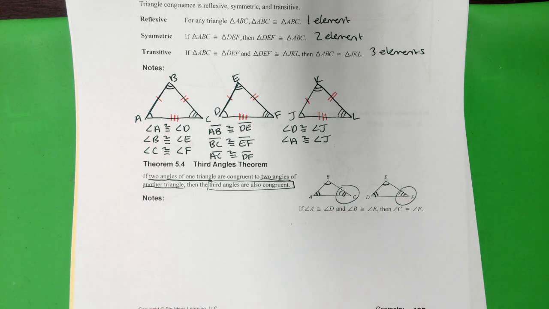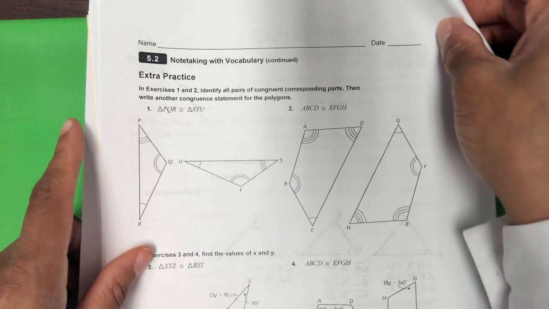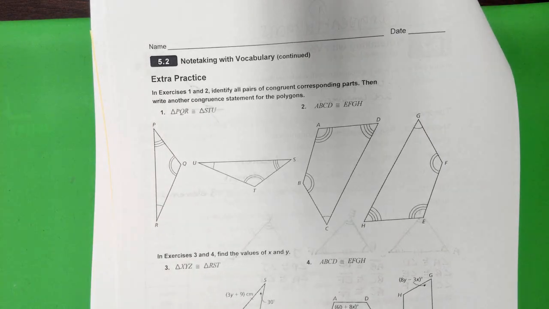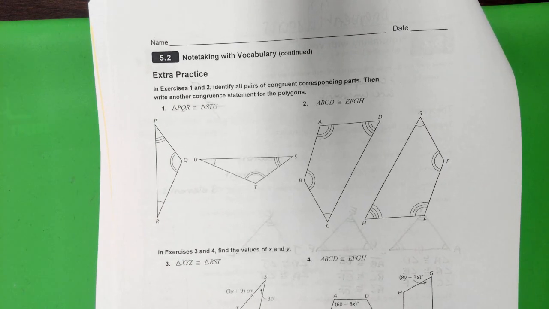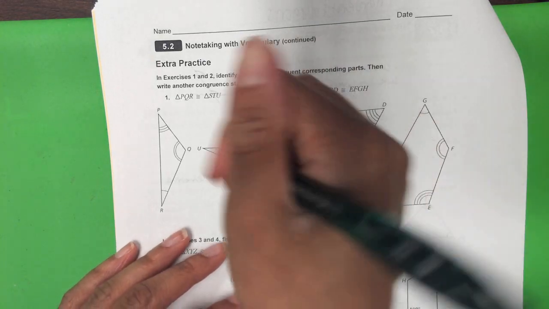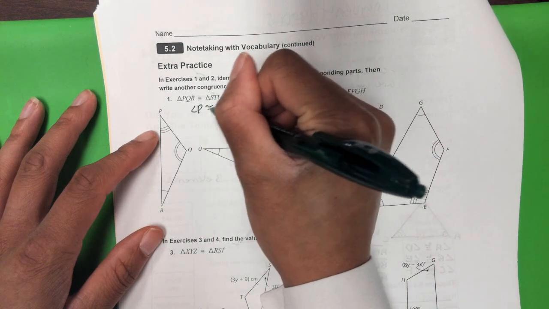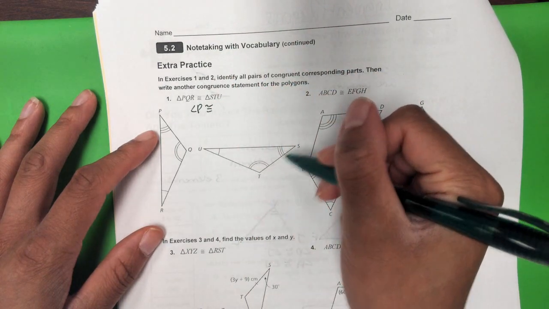So if we flip over to the next page, we have practices, practices, practices. And we're flipping over, we have extra practice 1. So let's practice classifying these and identifying all the corresponding parts and pairs. So let's say we're talking about the angles. What's congruent to angle P? What's congruent to angle P is angle S.